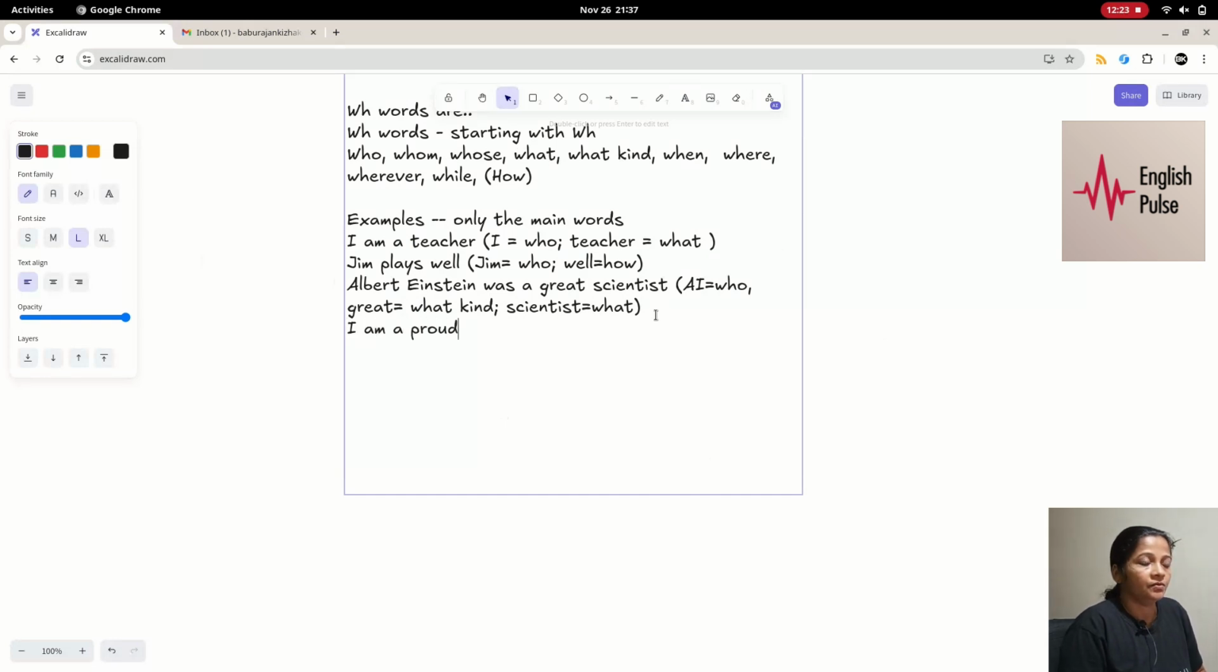I am a proud Indian. So I, again who, am, verb, will leave a. Now the next word is proud. As I told you about great scientist, here you have proud Indian. So proud is also a describing word, describing Indian. What kind of Indian I am? I am a proud Indian. So proud is what kind?